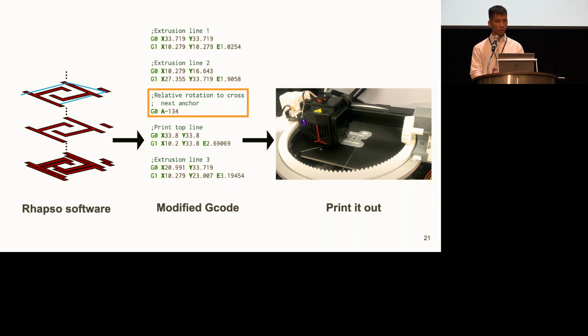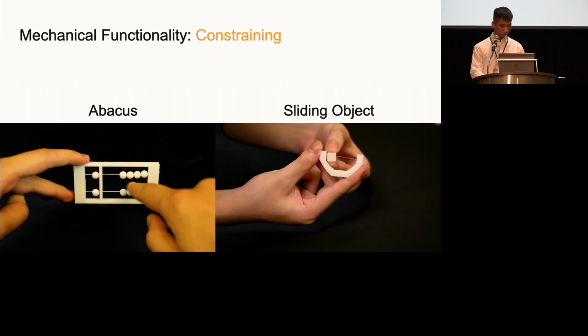There are more details about the algorithm of our system in our paper, including how to align anchors with the layers, how to handle the thread threading through multiple layers, and the most important point, how to reorder the original printing commands and insert the rotate command. And now we have the whole workflow. Let me show what we can do with it.